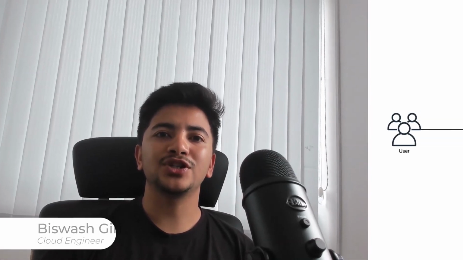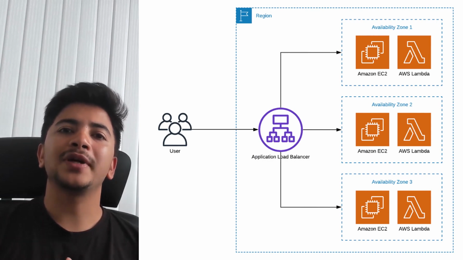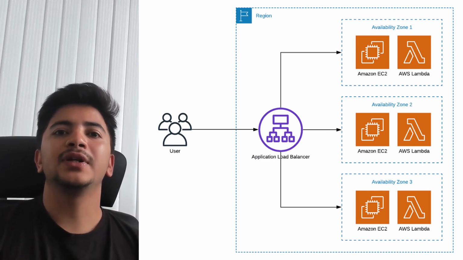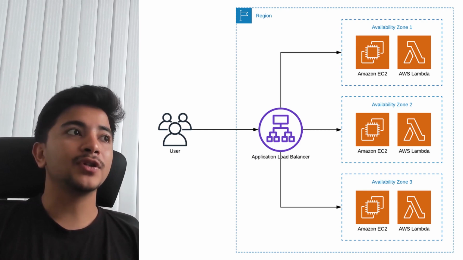Hi everyone, in this video we are going to talk about Amazon Application Load Balancer. Amazon Application Load Balancer is a service provided by AWS that helps us to distribute traffic among different EC2 instances, containers and IP addresses within a virtual private cloud.